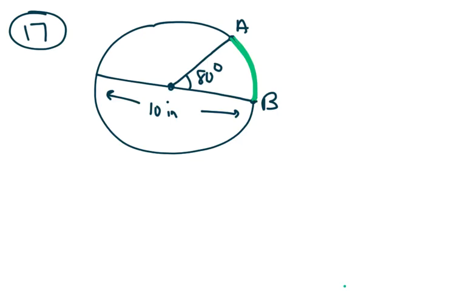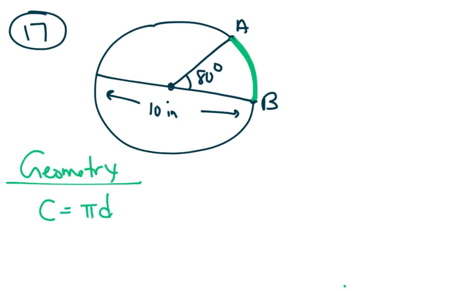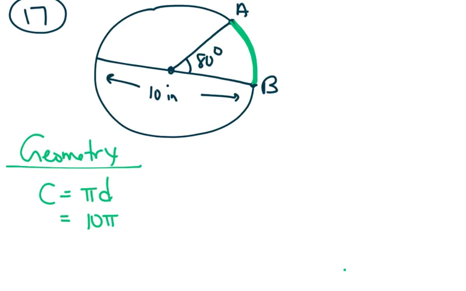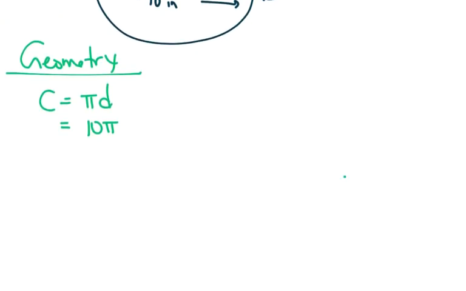So in geometry, the way we do this problem is the circumference is pi times diameter, so it's 10 pi. But then we only want to know what 80 out of 360 degrees it is, because we're working with an angle of 80 degrees. So then we multiply it by 80 over 360. And when I plug that in my calculator, I find out it's about 6.98 or 7 inches.